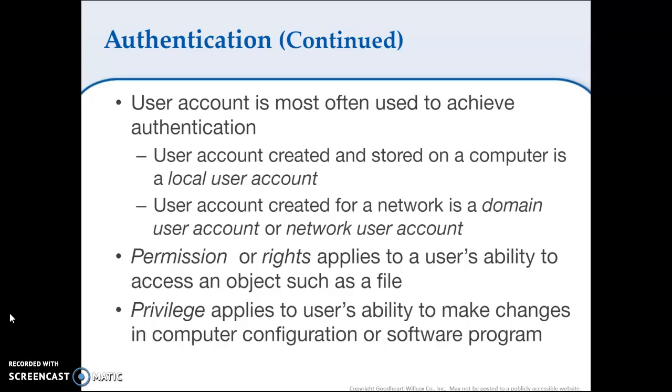Permission or rights applies to a user's ability to access an object such as a file, and a privilege applies to the user's ability to make changes in computer configuration or software programs. So even once a user is logged onto a PC through a local user account or a network account, there may be restrictions as to what the user has access to and modifications that can be made by that user on that machine.